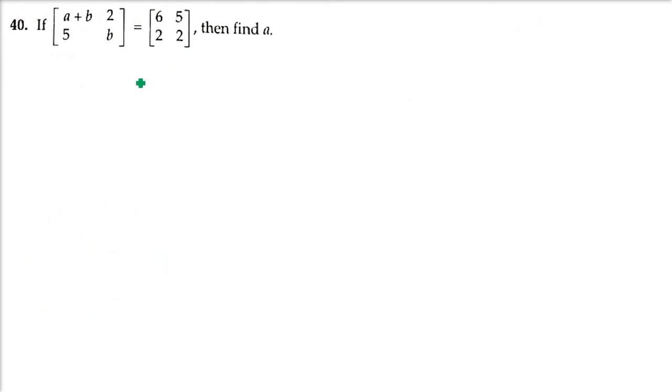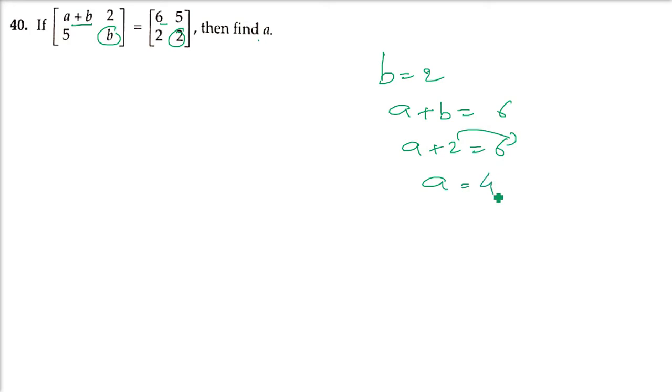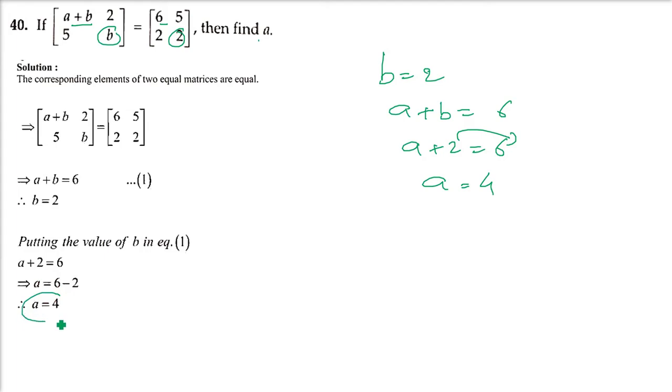Okay, since B is already given 2 here, just put B equals 2. A plus B equals 6. When you have A plus B equals 6 and B is 2, so A plus 2 equals 6. A will be equal to 6 minus 2, that is 4. A is 4.